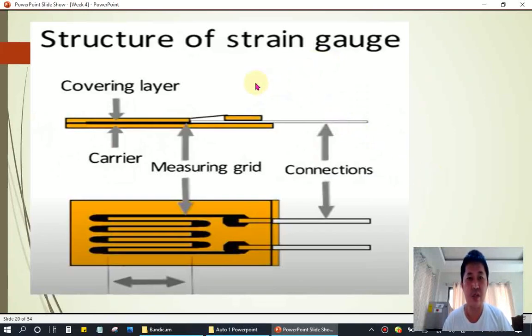So structure of strain gauge: covering layer, so your sensor cover, the carrier, and the measuring grid on this side, and the connection, which is positive and negative. So here is the wavelength here.